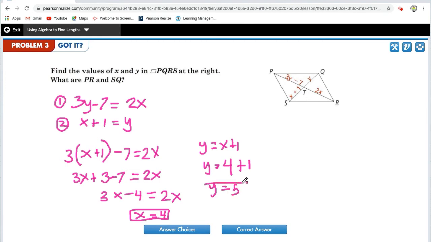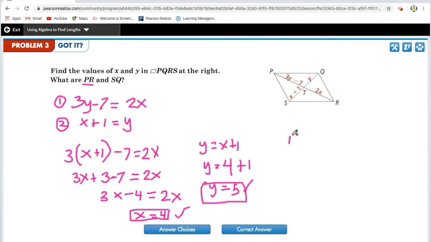So we have now the values of x and y. X is 4 and y is 5. Now the next question, what is PR? Meaning, what is the length of PR? So let's just say that this is PR. PT plus DR is all equal to segment PR.